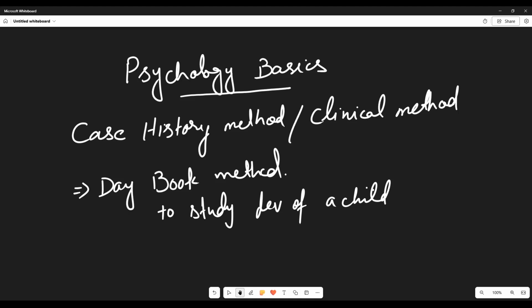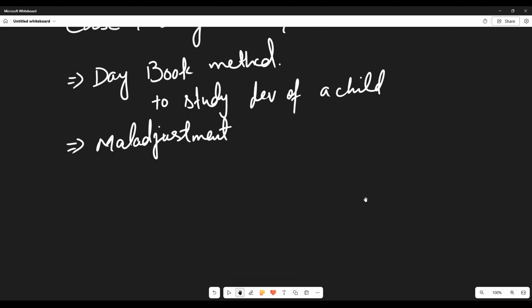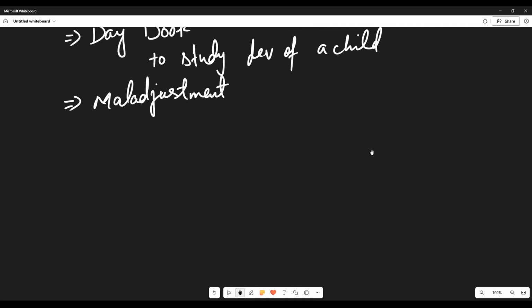When a child has adjustment issues, researchers gather information about the past and present life of the child to analyze and understand the reasons of his maladjustment. Three types of expert professionals are included in the research through case history method. Number one is physician.